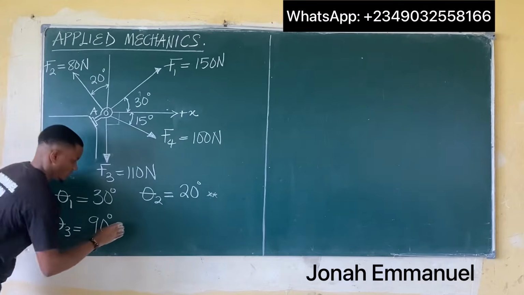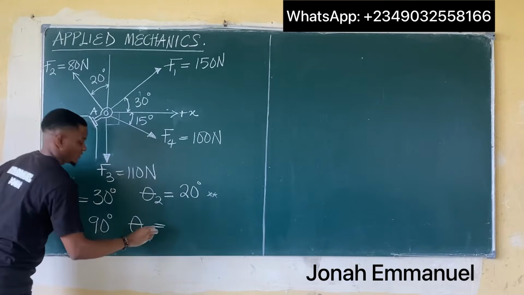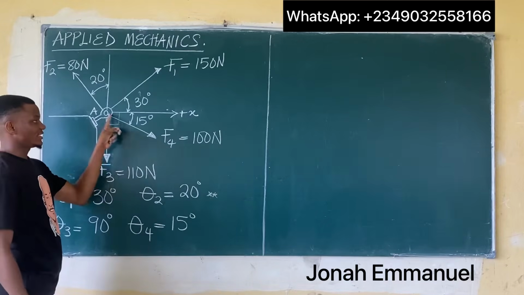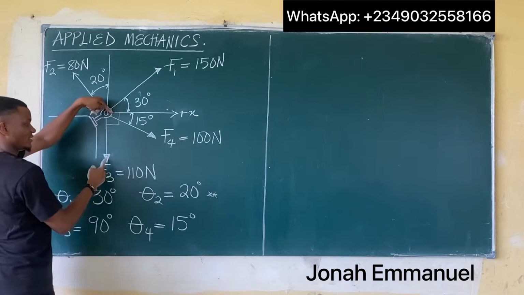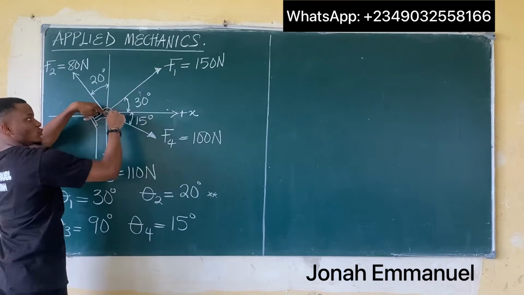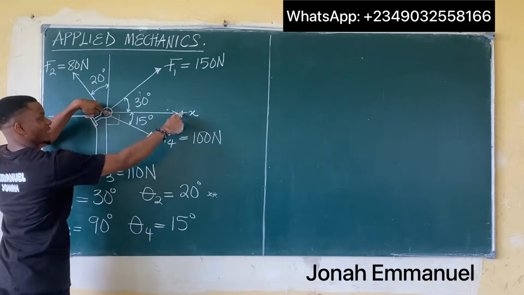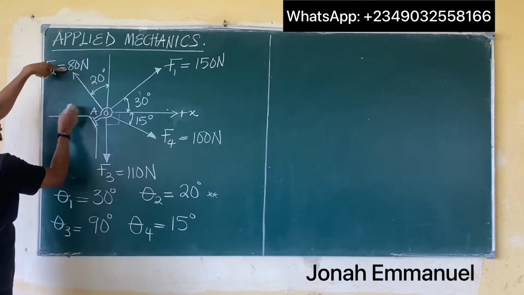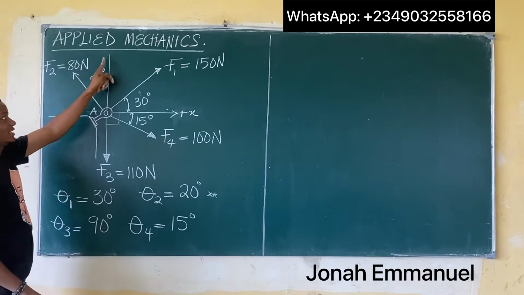And then theta 4 is equal to what there? 15 degrees. Observe that F4 is inclined at 15 degrees to the horizontal. So with my horizontal as reference, F3 to horizontal is 90, F1 to horizontal is 30, F4 to horizontal is 15. F2 is not inclined to the horizontal, it is inclined to the vertical instead, that's 20 degrees.